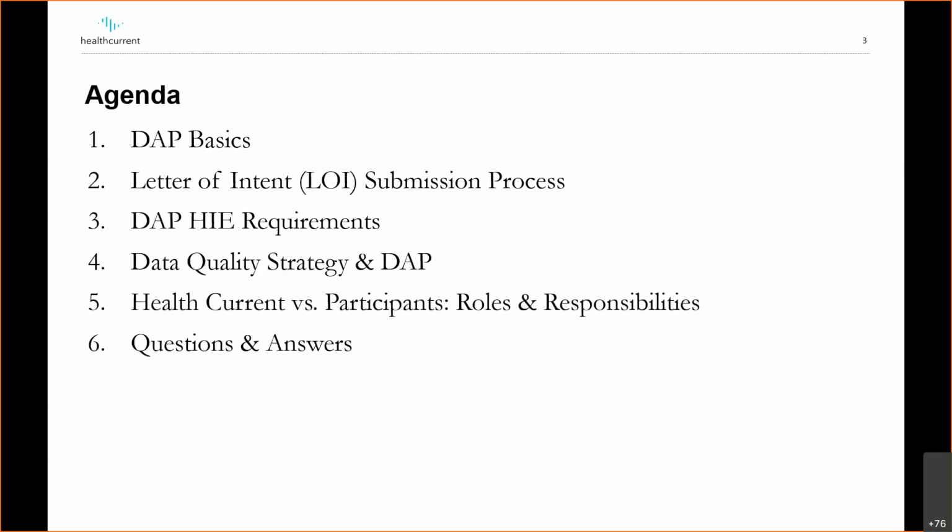Okay, so our agenda for today: the first thing we'll be going through are the DAP Basics, the letter of intent submission process, the DAP HIE requirements, the data quality and strategy from Health Current as well as DAP, and then Health Current versus our participants. What are the roles and responsibilities as far as the expectations when it comes to DAP? And then again, at the end, we will have time for questions and answers.